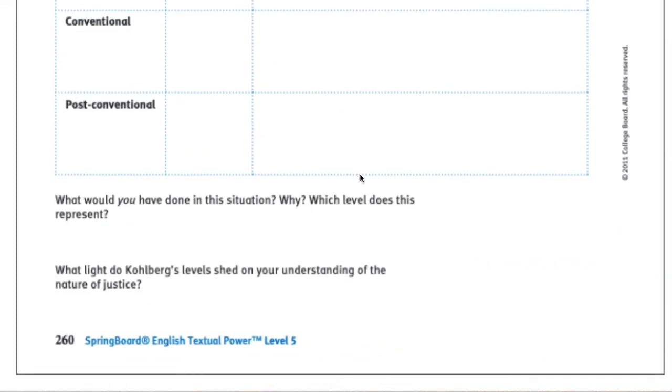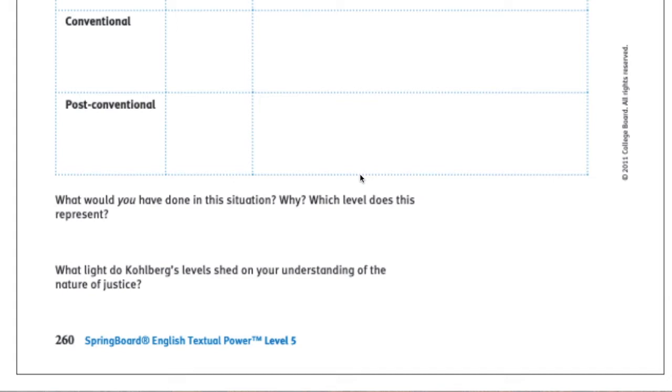And the last 2 questions should be pretty fun. What would you have done in this situation? Why? And which level does it represent? So really do some searching of yourself. What would you have done if this was your wife or your husband or someone you really did care about? Knowing what you know about this drug, knowing what you know about the money involved, would you have stolen or wouldn't you have stolen? Why? And which level would you probably see yourself as for that case?